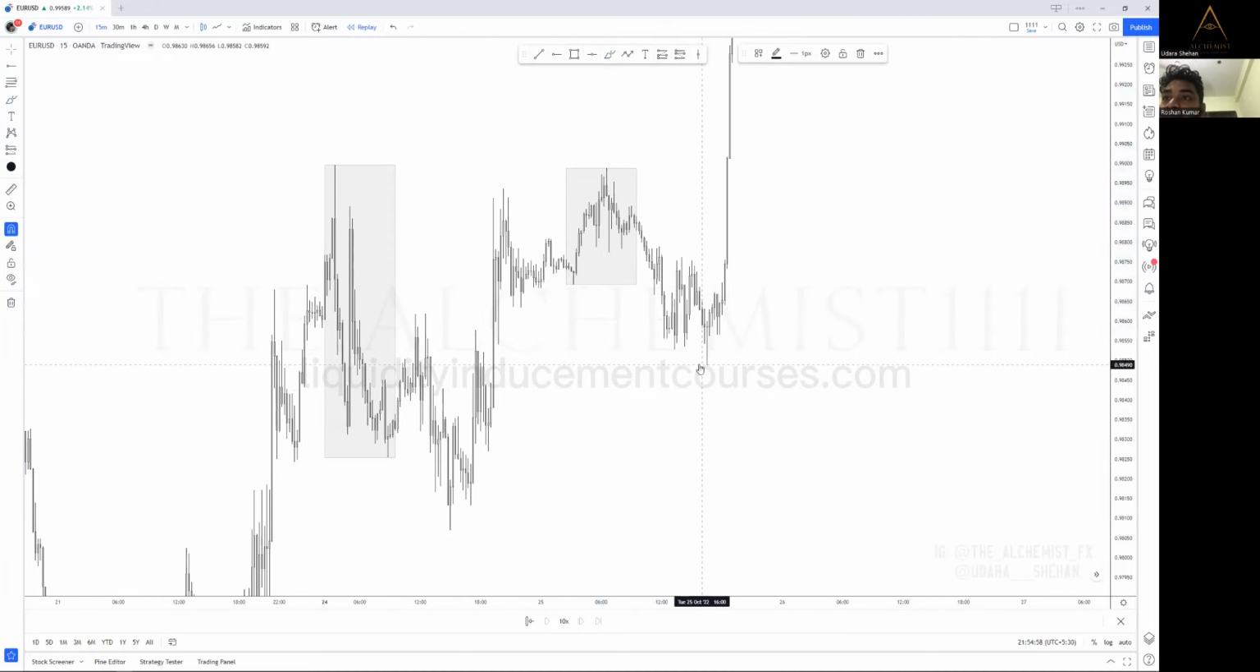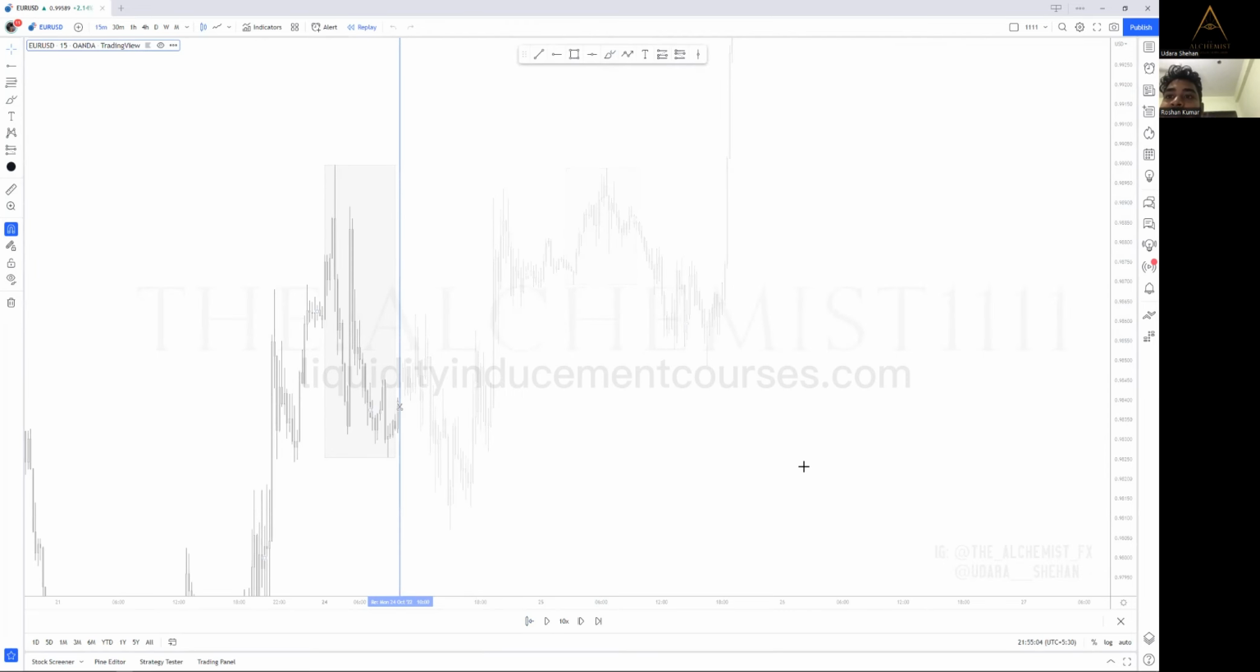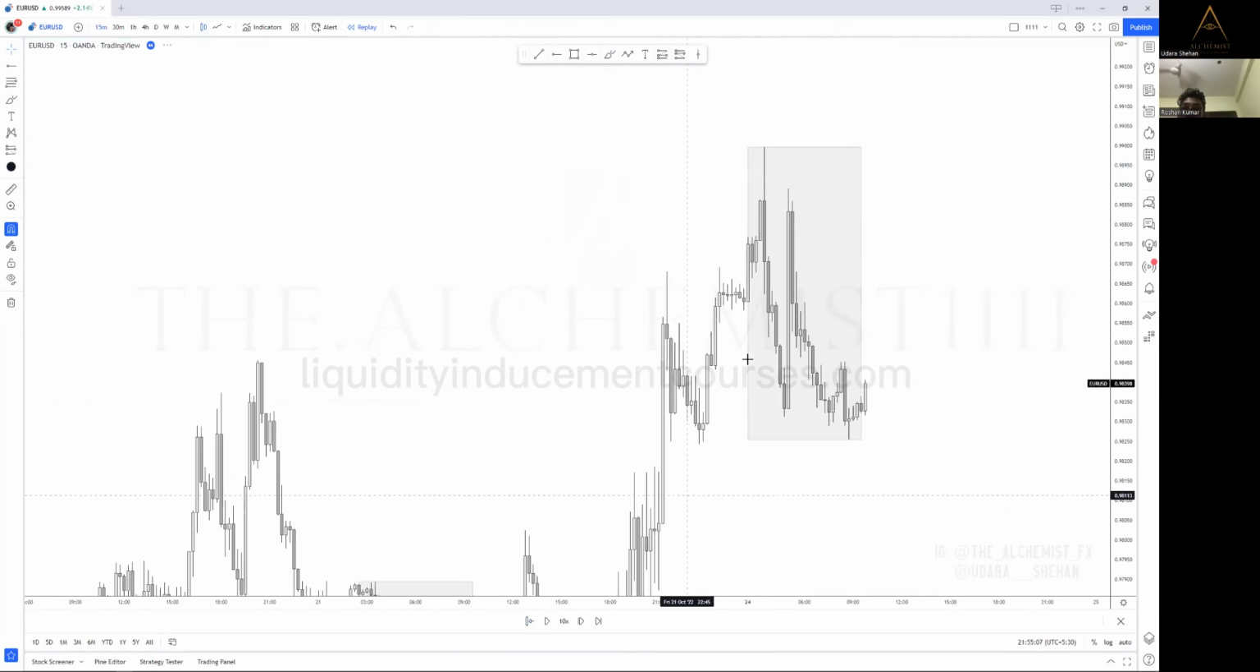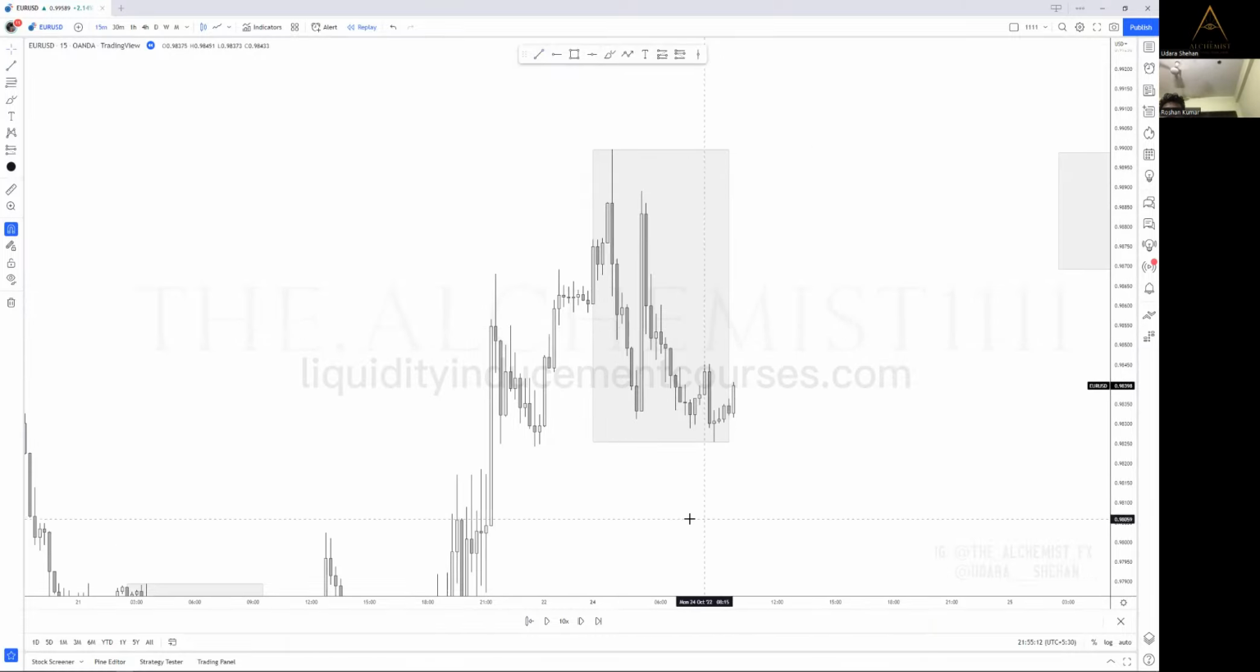Boom. Okay, so look at this one. This was Monday. I showed you, right? There were no high impact news. So what has Asia done? Asia has created a strong high. Liquidity taken, structure broken.